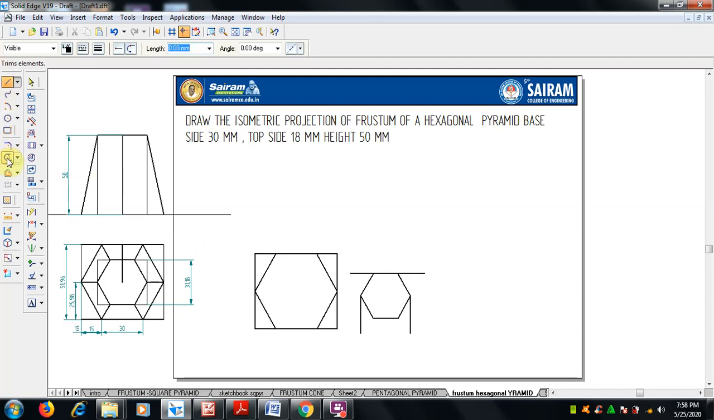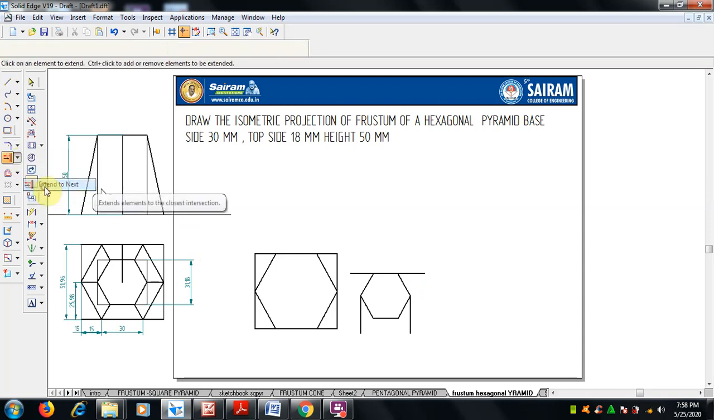Okay, go for extend. This can be extended here, this can be extended here, this and this. Okay, clear? By using the trim option, trim it off, right? So a bigger hexagon and a smaller hexagon, that's what is given. Draw the isometric projection of the frustum of a hexagonal pyramid, base 30 mm and top side 18 mm. So we have to draw two hexagons. In the sketchbook also you have to draw them separately.